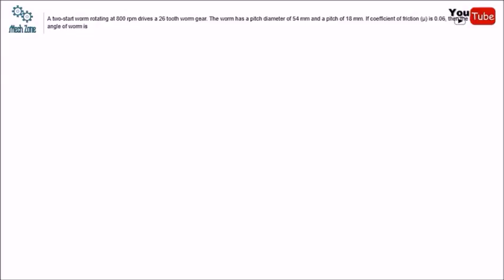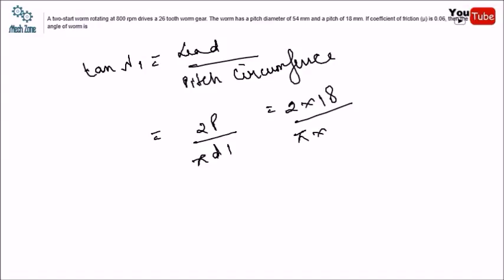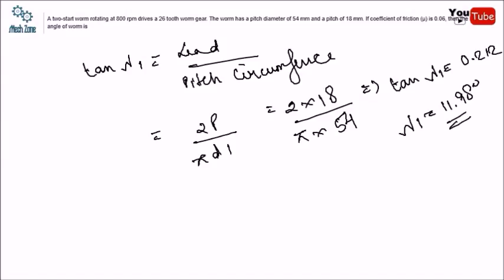We know that tan of lambda 1 is equal to lead upon pitch circumference. Lead is equal to 2p, and pitch circumference is pi into d1. So 2 into p, where the pitch is 18, upon pi into d1, where the worm has a pitch diameter of 54. So tan lambda 1 comes out to be 0.212, and lambda 1 is 11.98 degrees. So the correct answer for this question is 11.98 degrees.